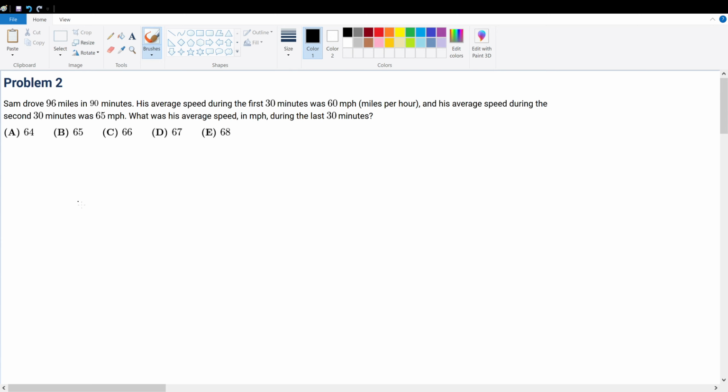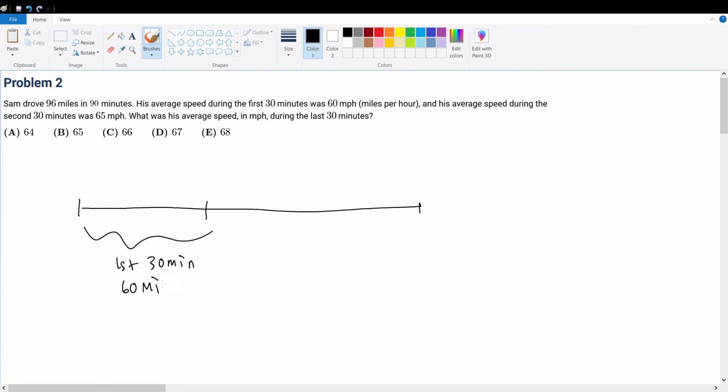So let's draw ourselves out the example. Always draw a diagram. So Sam drove 96 miles in 90 minutes. His average speed during the first 30 minutes, so let's say this is the first 30 minutes, was 60 miles per hour, right? And his average speed during the second 30 minutes, another 30 minutes right here, was 65 miles per hour.